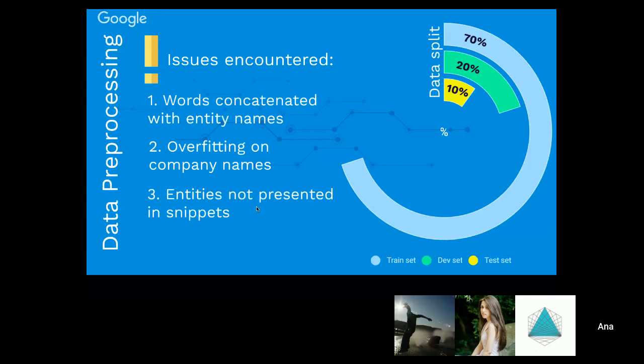Another problem that we faced, and was slightly more complicated, was overfitting on company names. So we wanted to avoid our models learning to detect just the organization entities without getting the context. So what we decided to do was to introduce aliases for the companies with constant strings. This means that within the text snippets, the companies will be represented with the aliases company 1 and company 2.